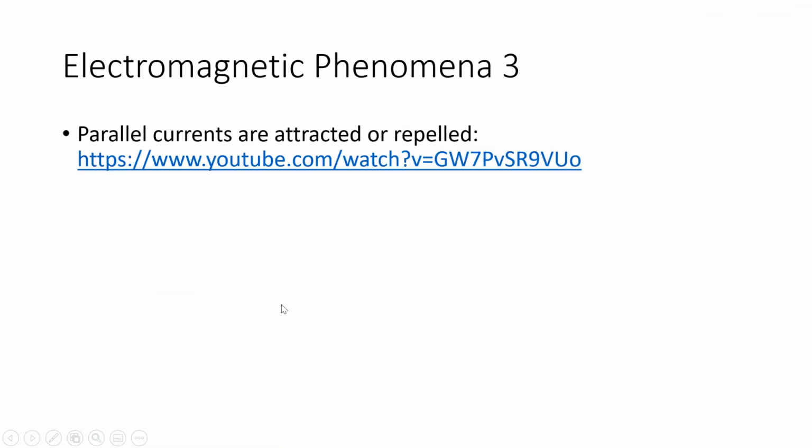Let's take a look at electromagnetic phenomenon number 3. This involves parallel wires that we run currents through. We're going to run currents through in the same direction and the opposite direction, and no current at all, and look at the effects of those currents.